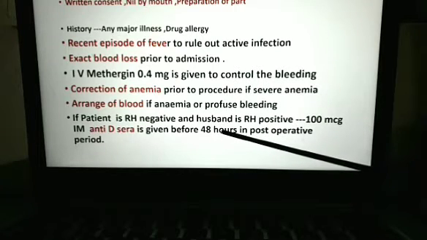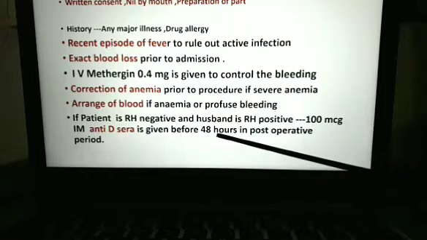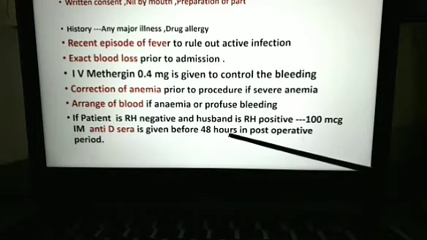Anti-D serum injection 100 to 150 microgram is important in all cases, 48 hours prior or within 48 hours after the procedure, if the patient is Rh negative and the husband is Rh positive.